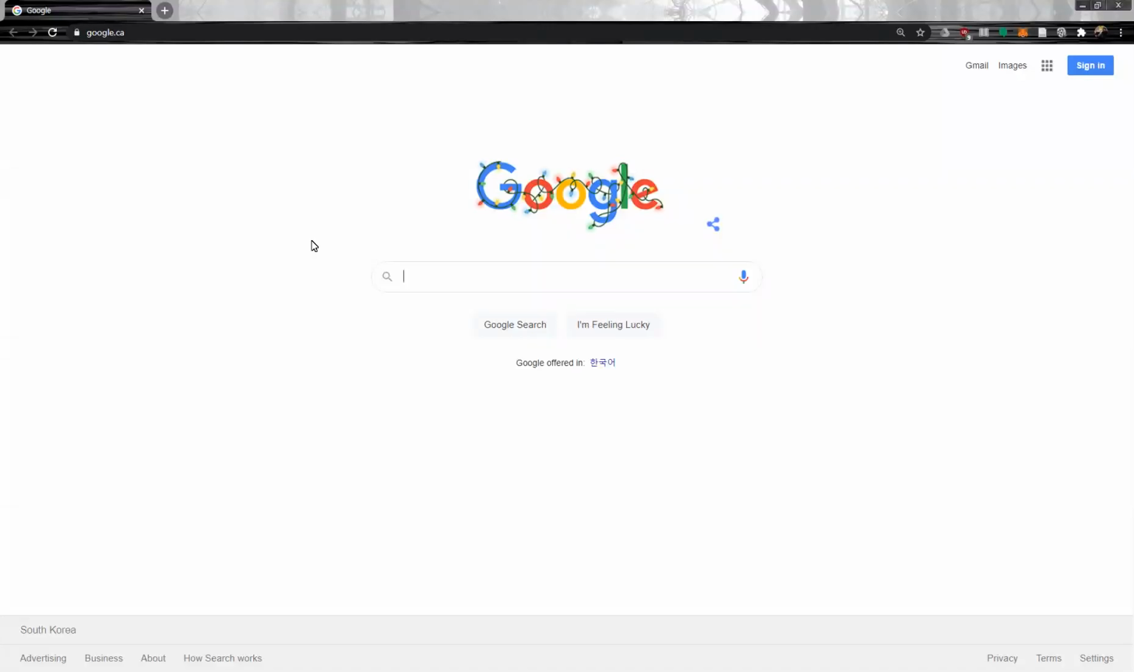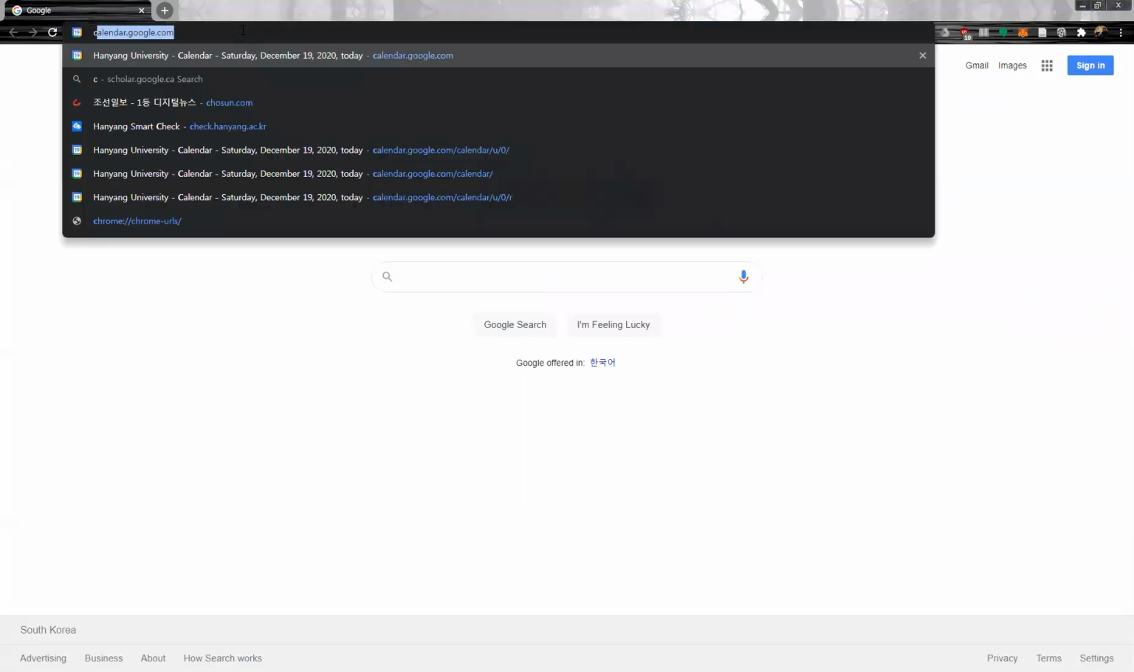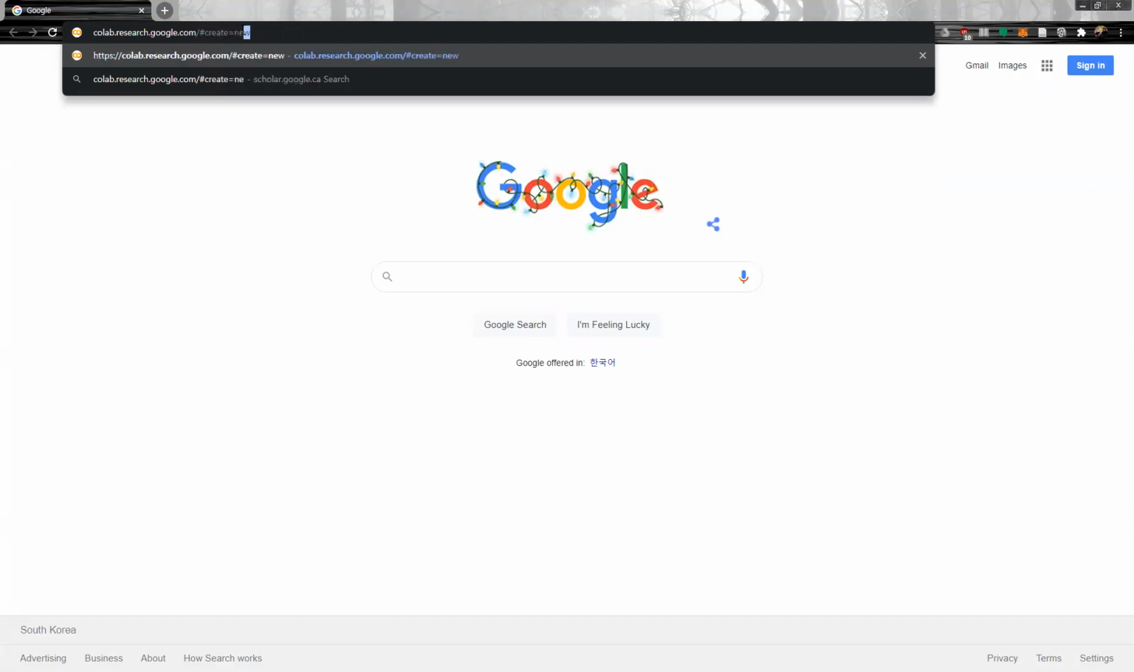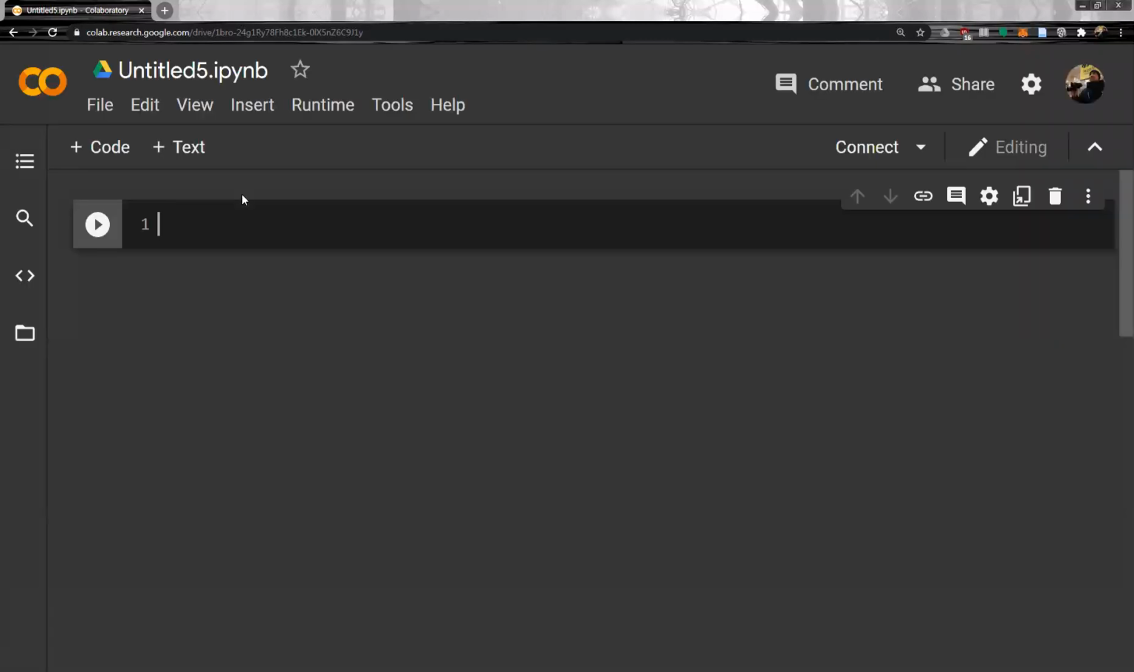Hello, let's implement k-means clustering with Python. So let's go to colab.research.google.com/create equal new. Okay, and then let's name the file k-means clustering class.